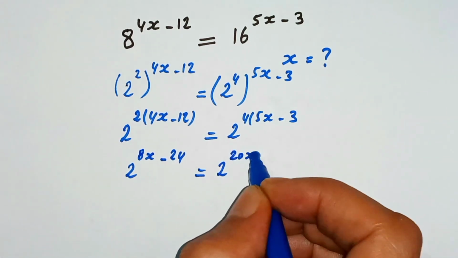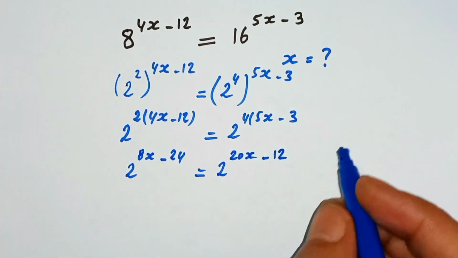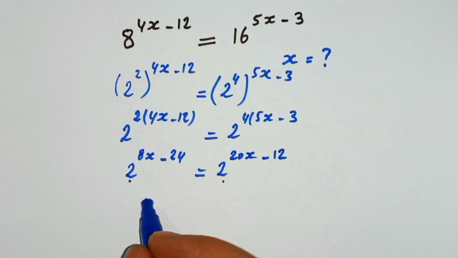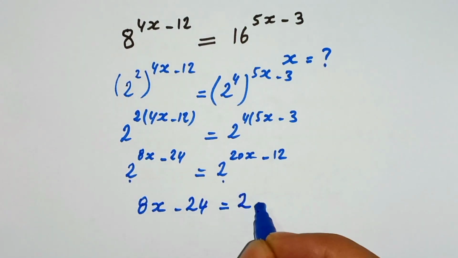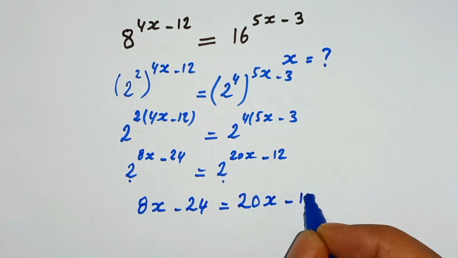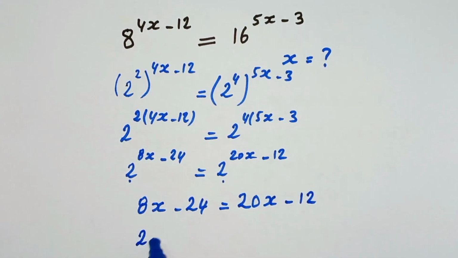Now apply the power rule by multiplying the exponents. We get 2^(12x+36) = 2^(20x-12). Since the bases are equal, we set the exponents equal to each other. 12x + 36 = 20x - 12.